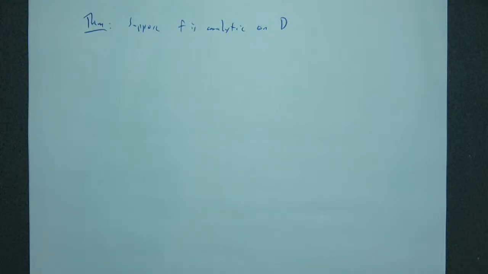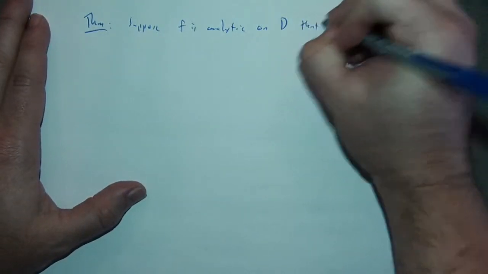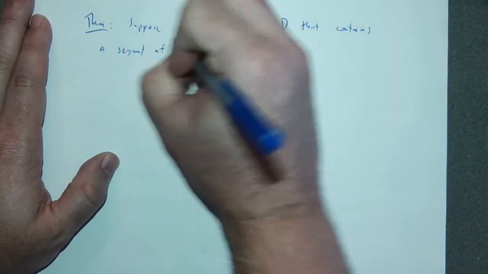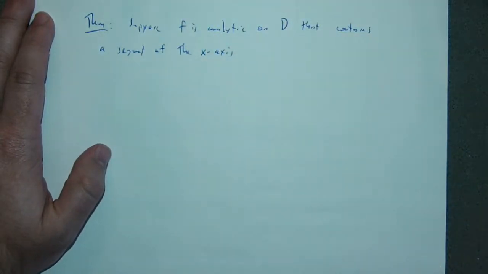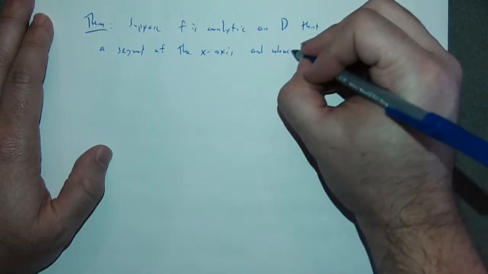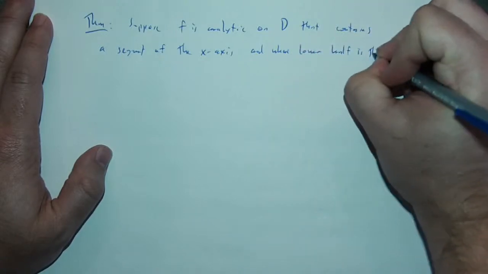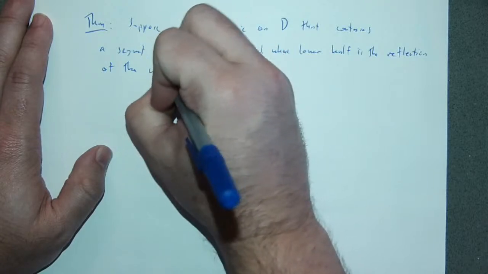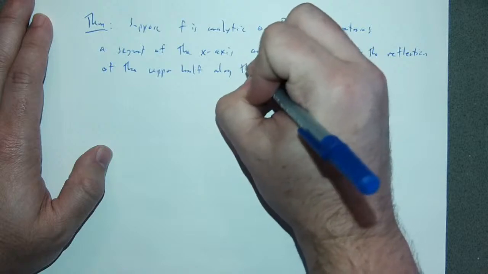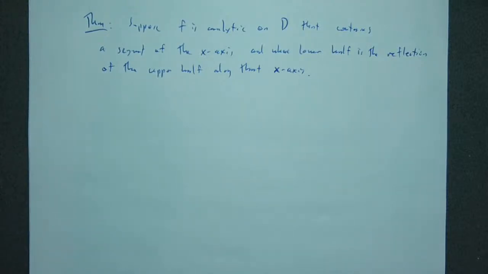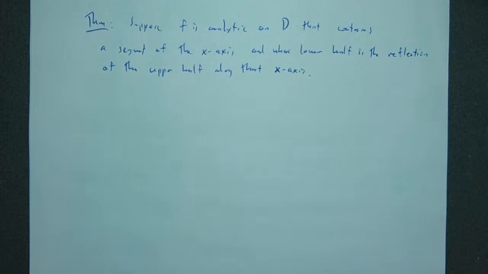So I have a function f that's analytic on some domain D, and we'll say that this domain D contains a segment of the x-axis, and whose lower half is the reflection of the upper half along that segment of the axis. So this is a type of domain that is symmetric with respect to reflection across the x-axis, but it actually contains a segment of the axis itself. So that's important here.